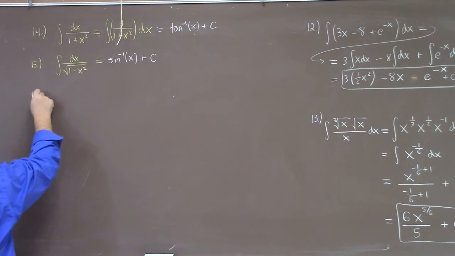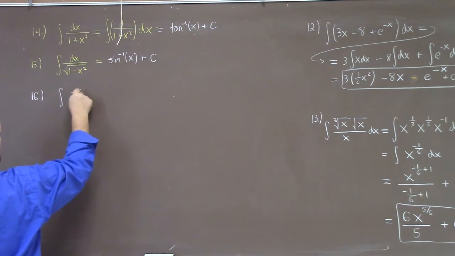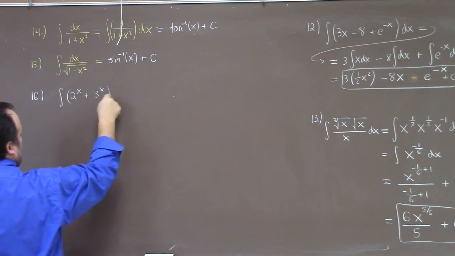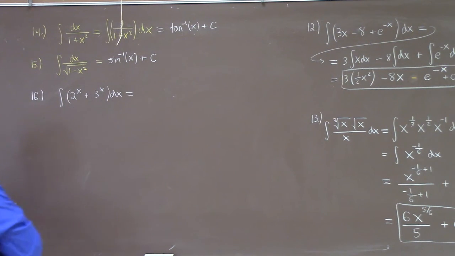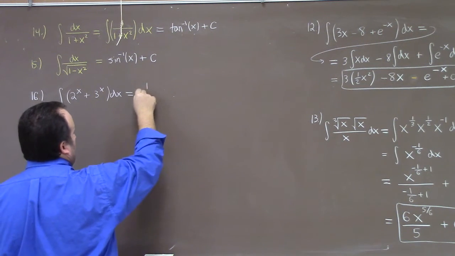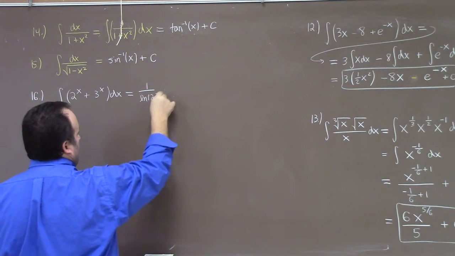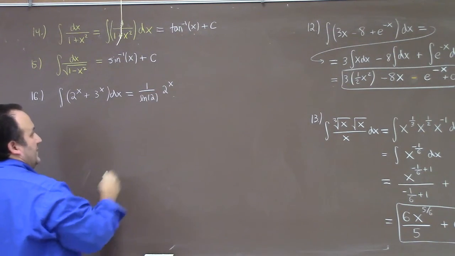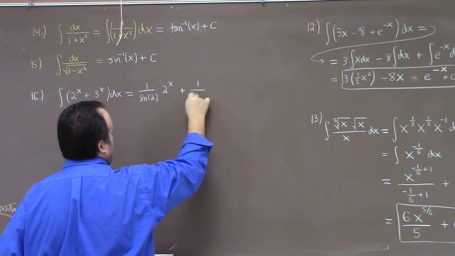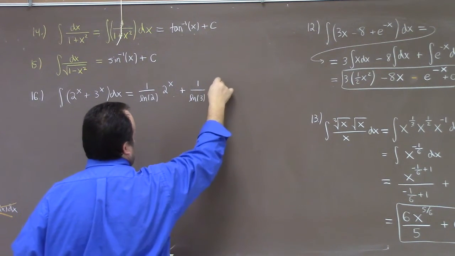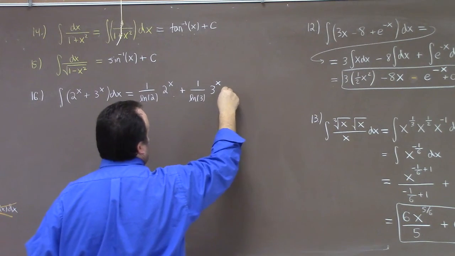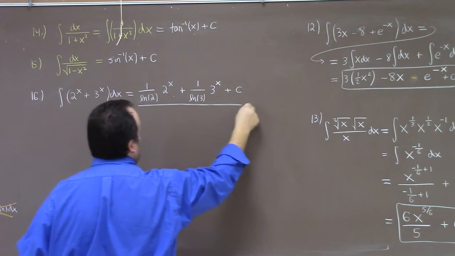16. Integral of 2 to the x plus 3 to the x dx. How do we do this one? What's the integral of 2 to the x? It is 1 over the natural log of 2 times 2 to the x. What's the integral of 3 to the x? It is 1 over the natural log of 3 times 3 to the x. And then we add a constant because we're doing indefinite integration.